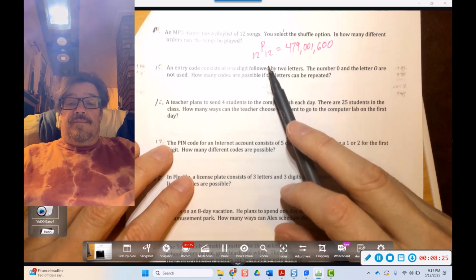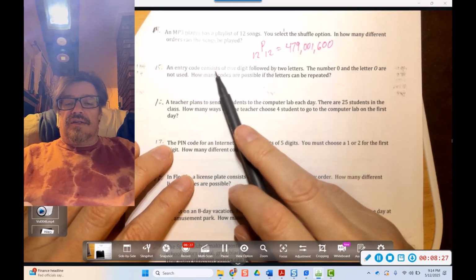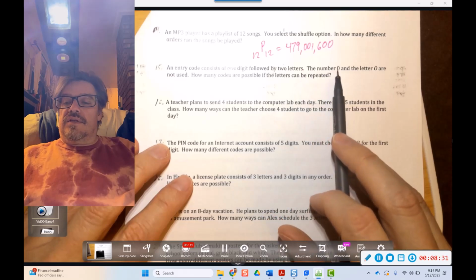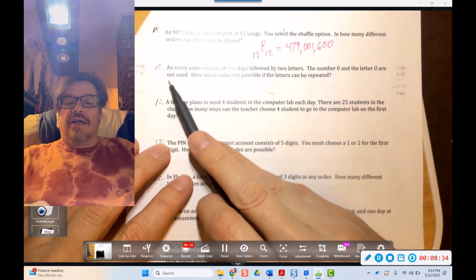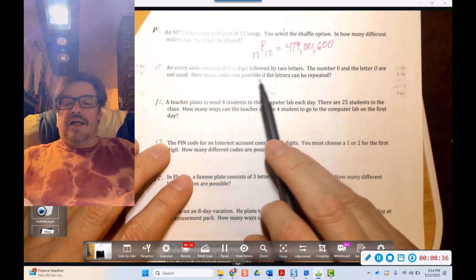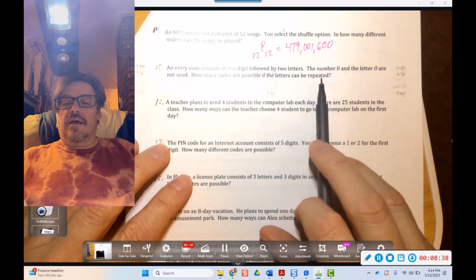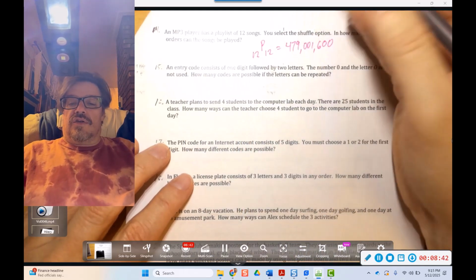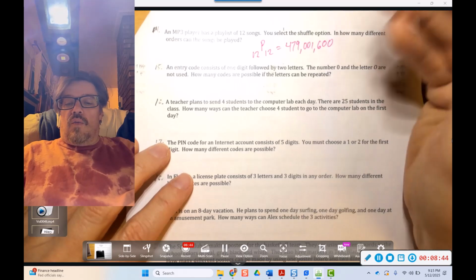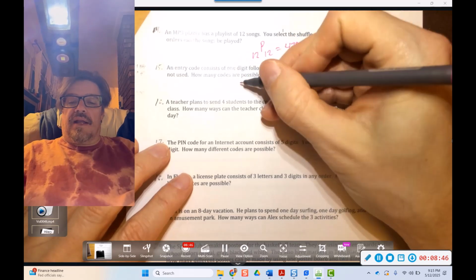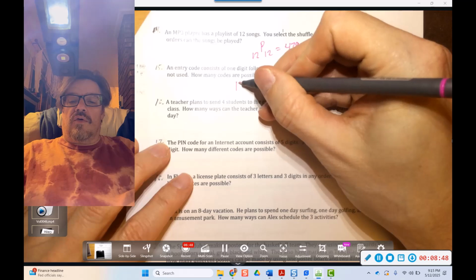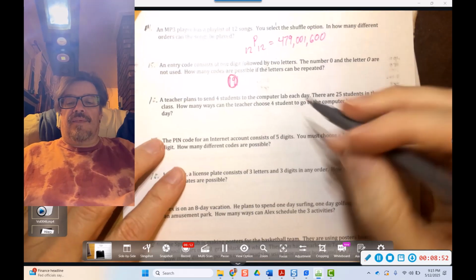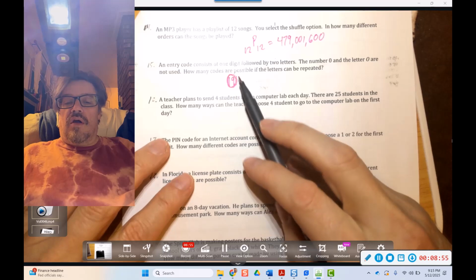An entry code consists of 1 digit followed by 2 letters. The number 0 and the letter O are not used. How many codes are possible if the letters can be repeated? So an entry code consists of 1 digit, and we don't have to worry about repeating. We will use 1 through 9. Got 9 possibilities for the 1 digit.